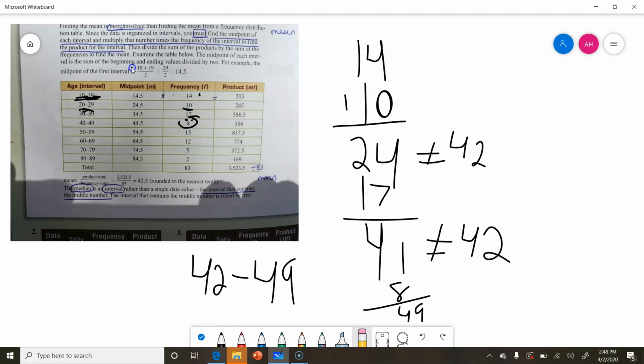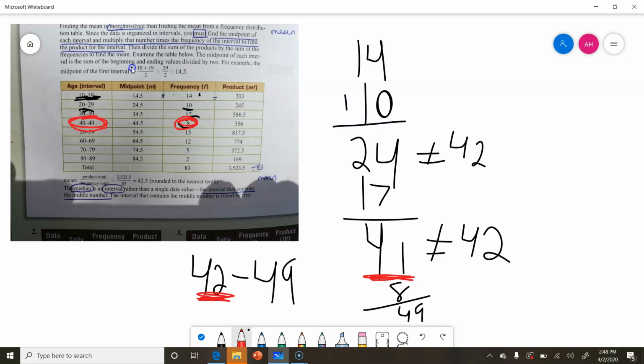So I'm going to erase this because I messed it up. It's in this group right here, 40 to 49. That is our median because it was the first term of this frequency in 40 to 49. Do you see how I added? I got to 41. It was so close, but it wasn't quite there.